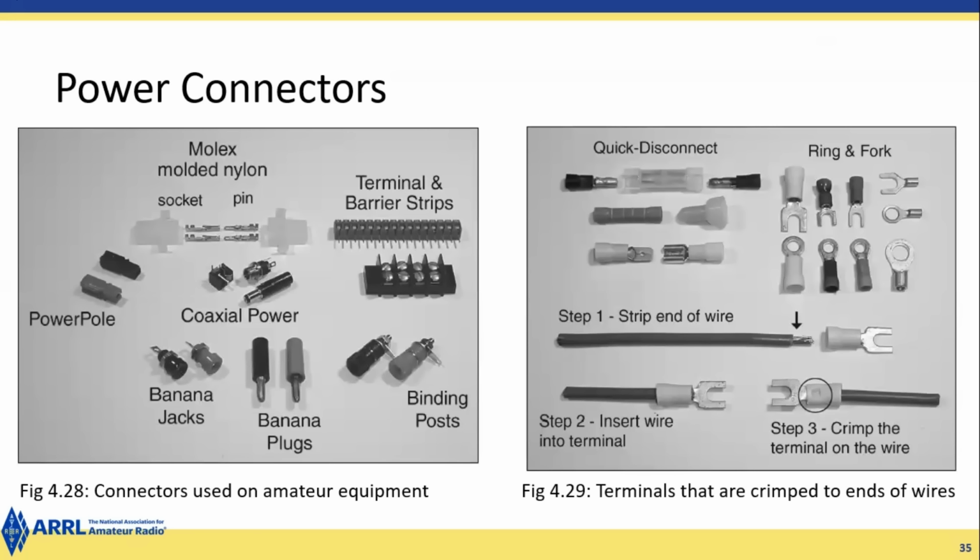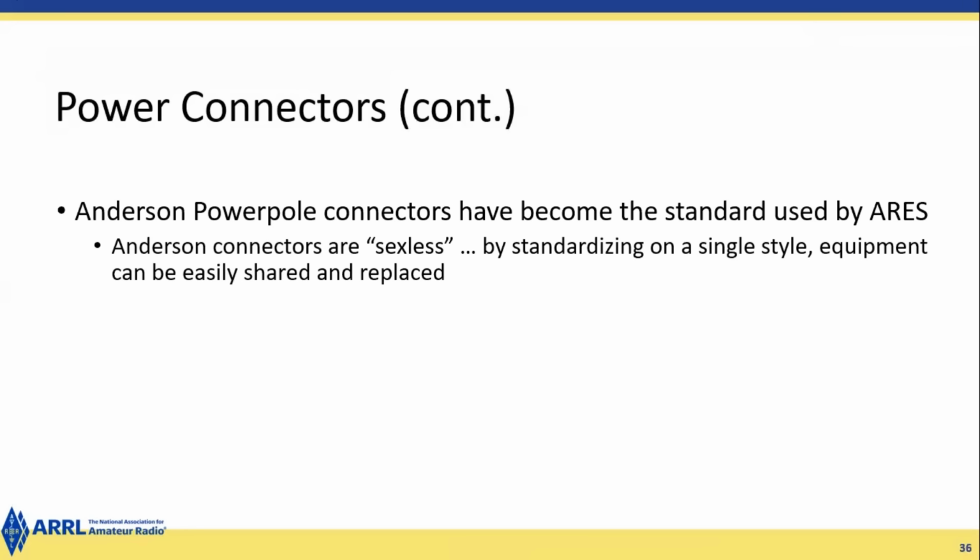You can also use terminals that are crimped to the ends of wires. There are all kinds of different types of crimped wire terminals that can be used. Anderson Powerpole connectors have become the standard used by ARES. Anderson connectors are sexless, so by standardizing on a single style, equipment can be easily shared and replaced, and we do use that in all of our ARES stuff here. All my stuff that I use in my home shack is converted over to the Anderson Powerpole type. Makes it a lot easier to connect everything together.